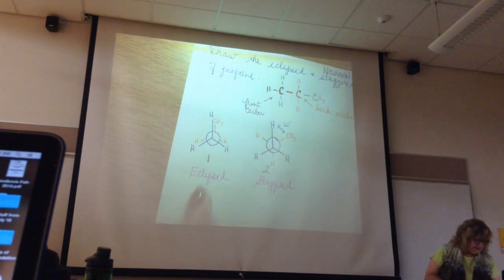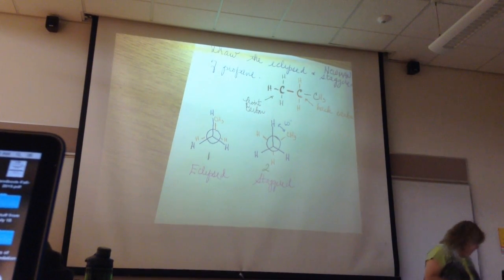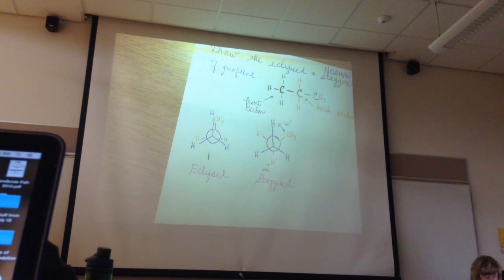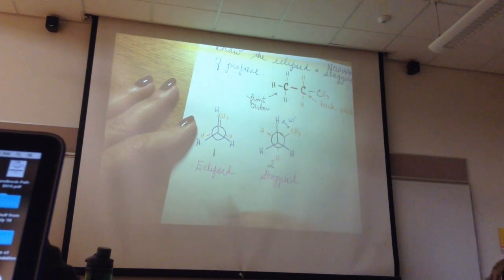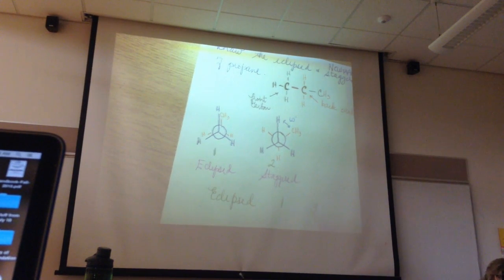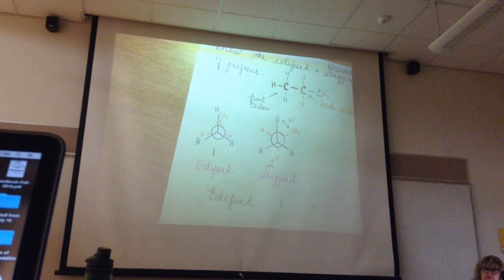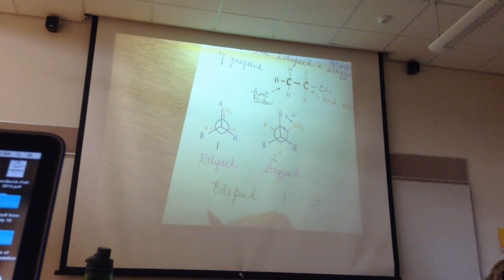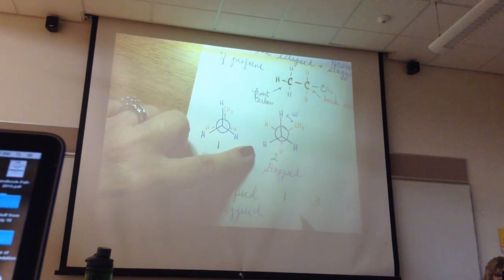So what would be the eclipsed numbers if I follow that? What numbers would be eclipsed in this? The eclipsed ones would be structures 1, 3, 5, returning back to 7, which is 1. And staggered would be the 2, the 4, and the 6.